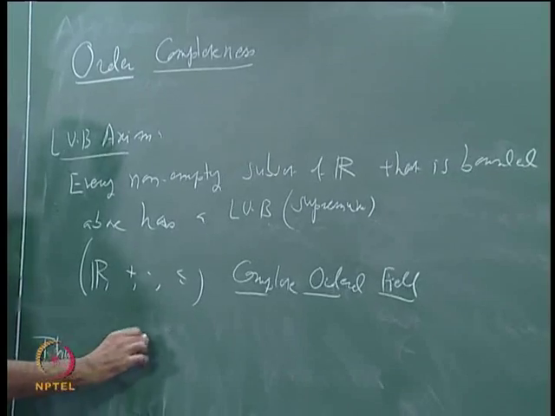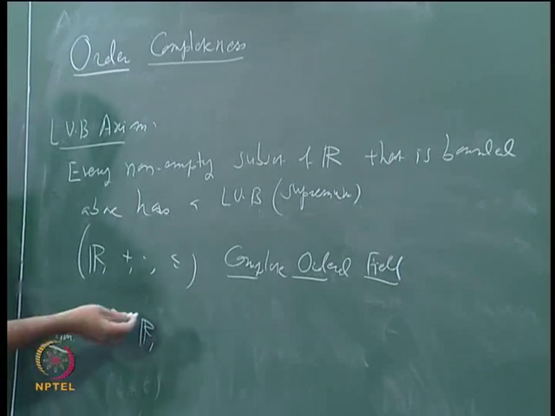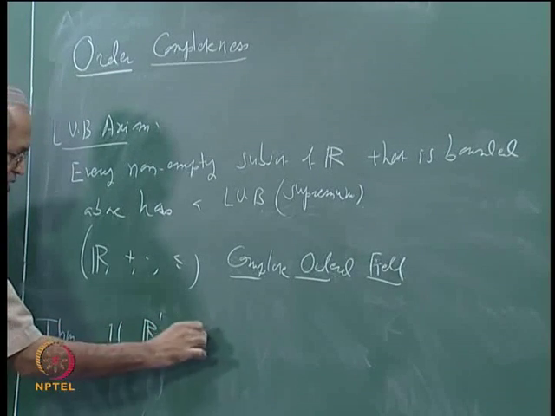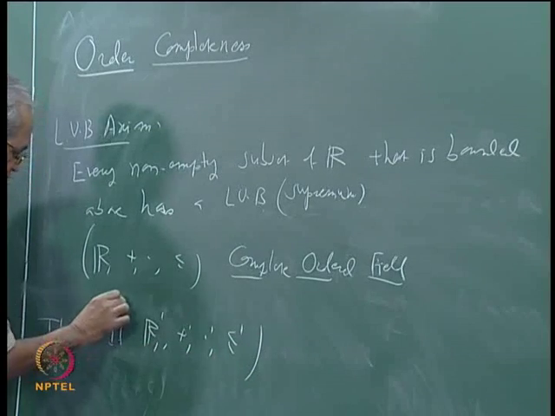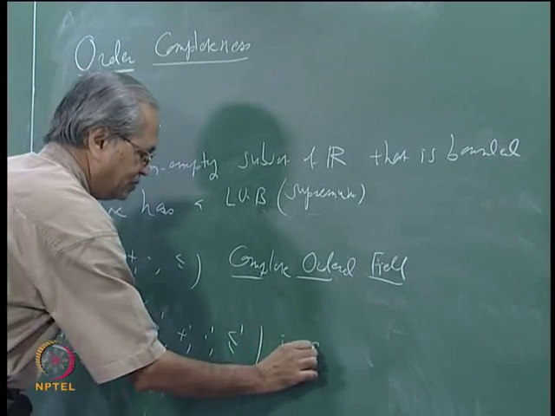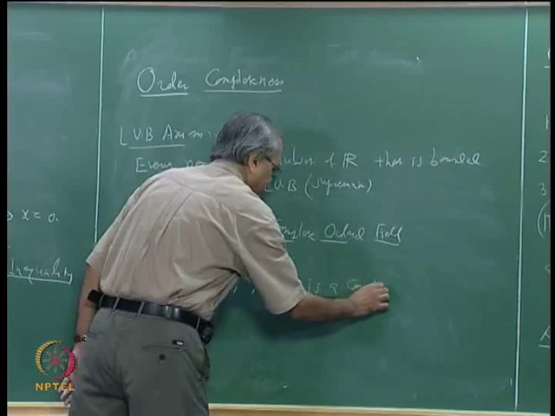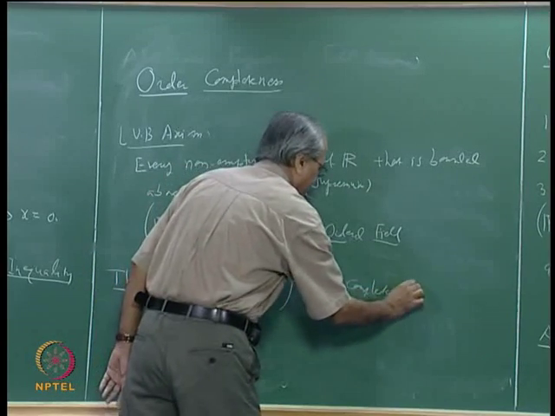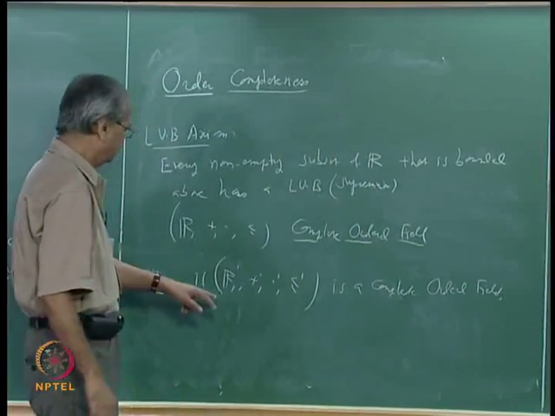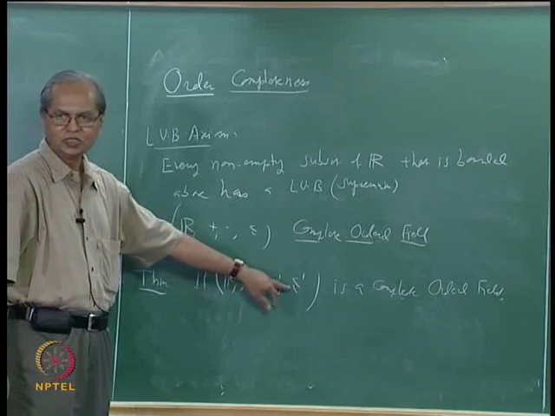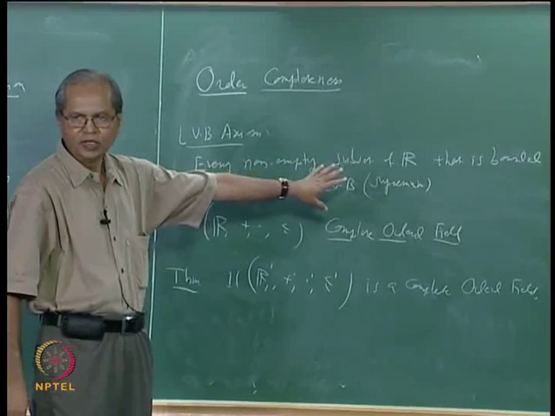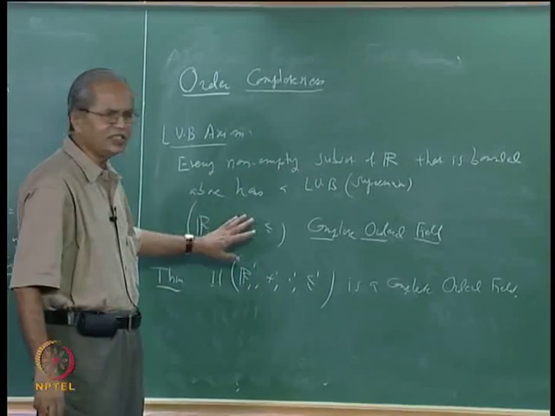If R prime, plus prime, dot prime, and less than or equal to prime is a complete ordered field, that means this is a non-empty set, these two are binary operations, this is a partial order satisfying all these properties which were written so far, okay. If that happens, then this must be basically the same as R.